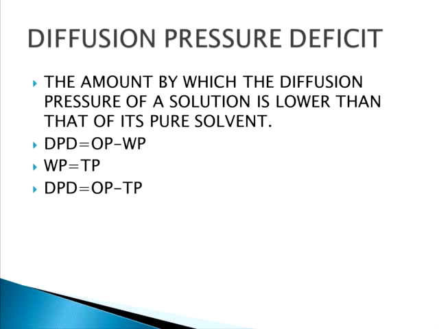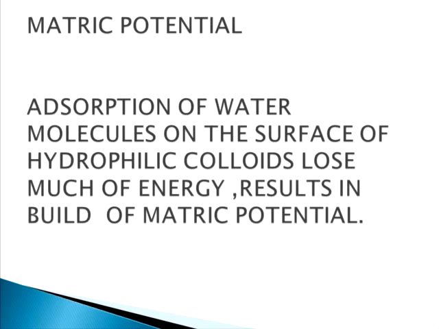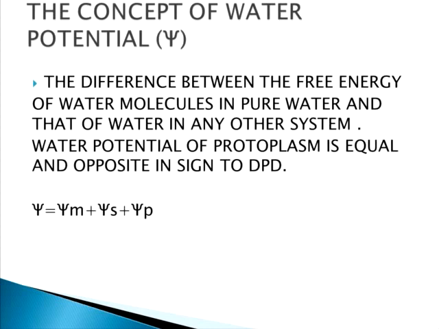Now we come to the concept of water potential. What is water potential? The concept of water potential is the difference between the free energy of water molecules in pure water and that in any other system. This is called water potential, denoted by Xi. The water potential is measured in bars. A bar is a pressure unit.